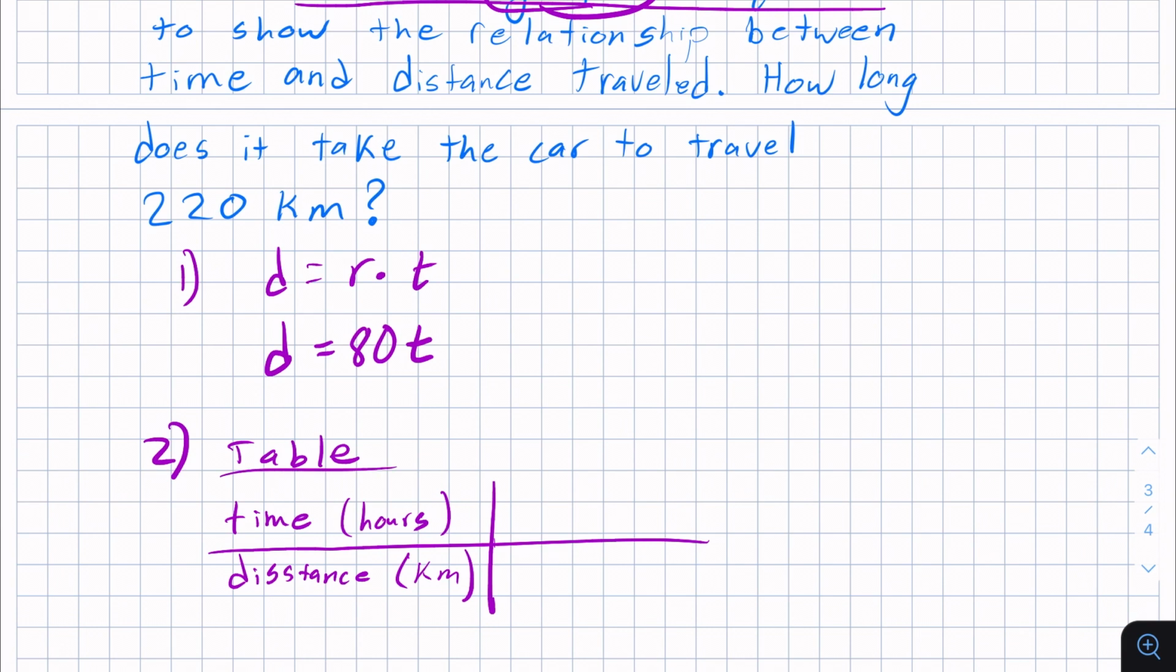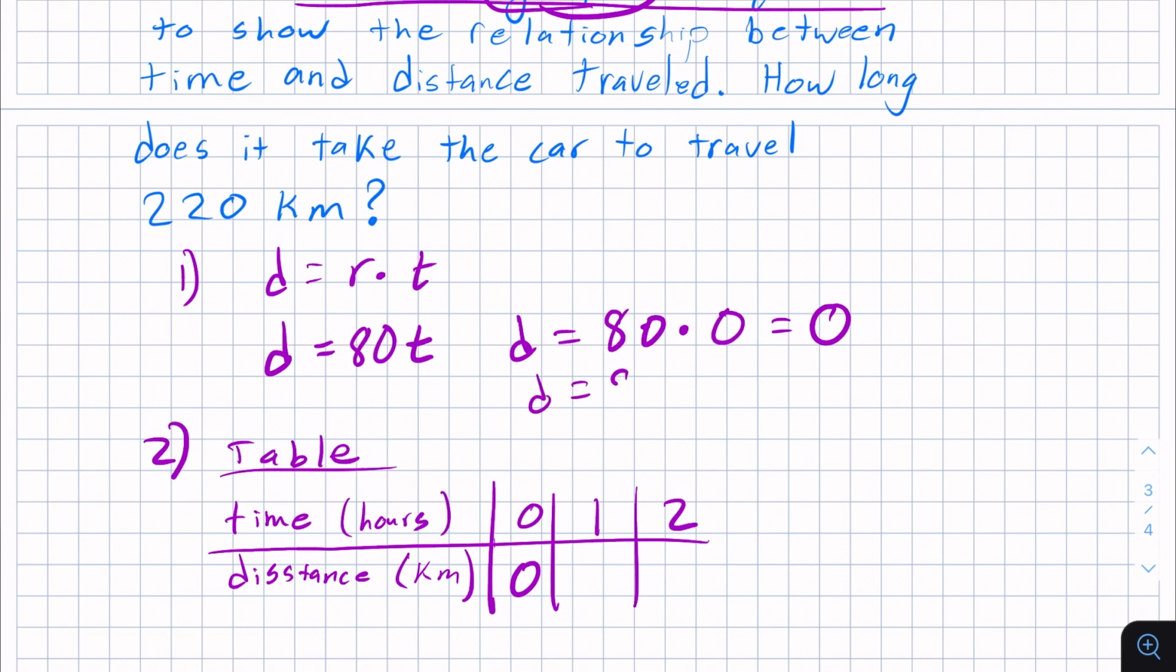Again, I'm going to choose simple numbers: 0, 1, and 2. Those are the numbers I'm going to pick for the time. So 0 hours, 1 hour, and 2 hours. If the car has traveled for 0 hours, then it has gone 0 kilometers, because distance would equal 80 times 0, which would just be 0. But if the car has traveled for 1 hour, that would be distance equals 80 times 1. And so then the distance would be 80, if the car goes for 1 hour at 80 kilometers per hour.